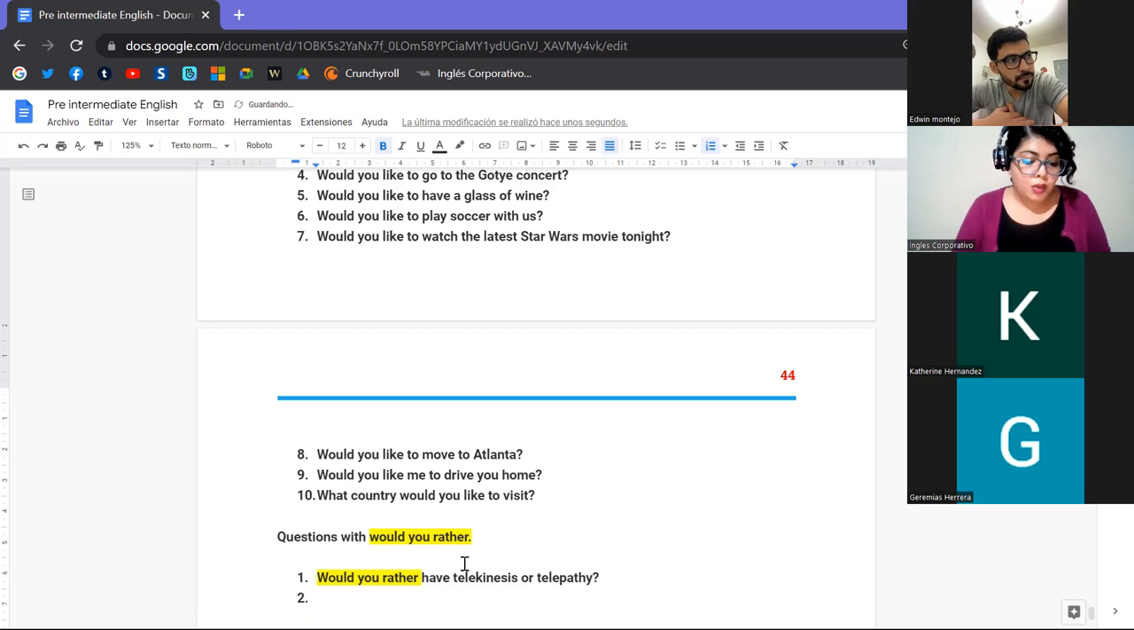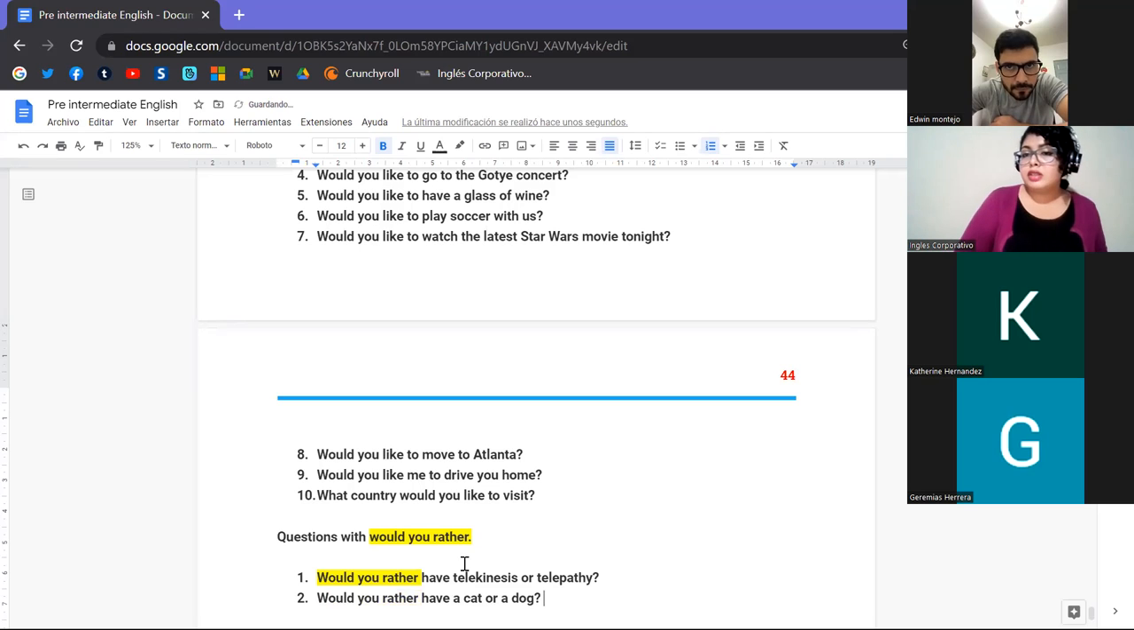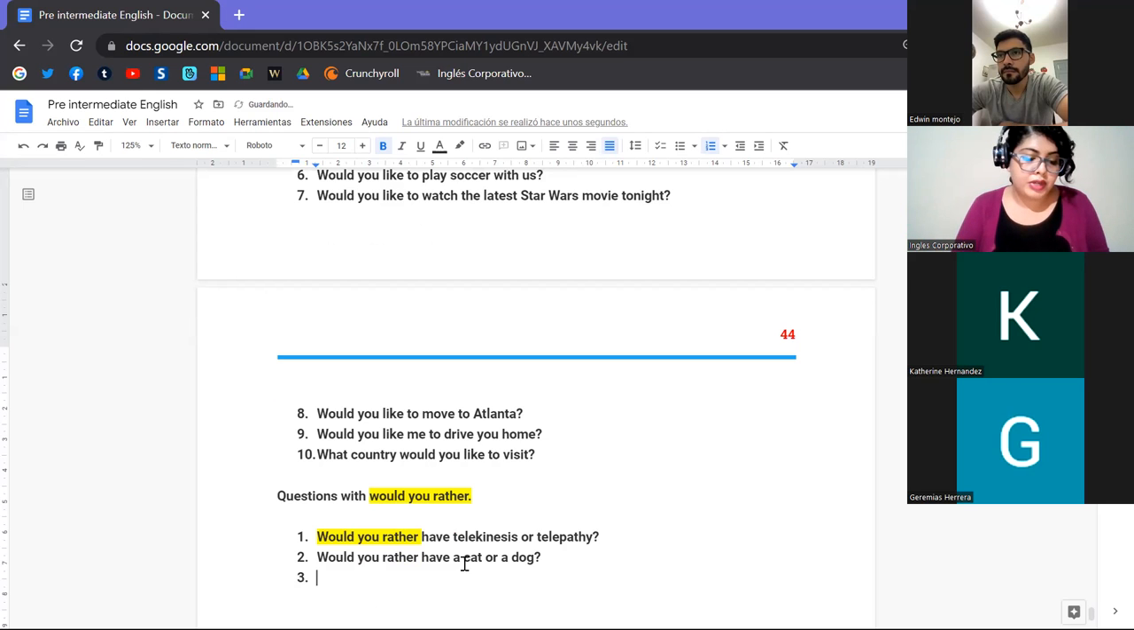Then we have number two. Would you rather have a cat or a dog? So if you are a cat person, you're going to choose a cat, or if you are a dog person, you're going to choose a dog, because we have two possible options, but we are going to choose the best one for us. Number three, would you rather find true love today or win the lottery next year? Whoa, that is a very interesting question.